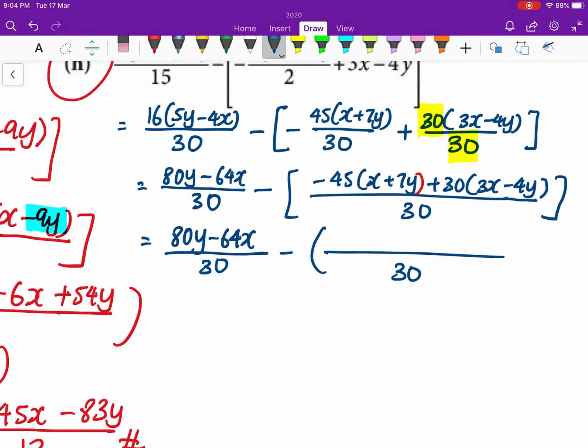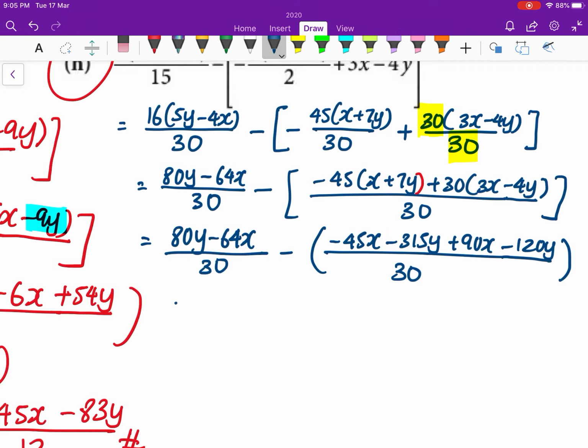Okay, remember, I can put round bracket now because I'm going to multiply the expressions. Negative 45 multiply in, you get negative 45x. Negative 45 times 7, 315, minus 315y. Okay, plus 90x minus 120y. Sorry, it's a round bracket because there's no other bracket within this round bracket.